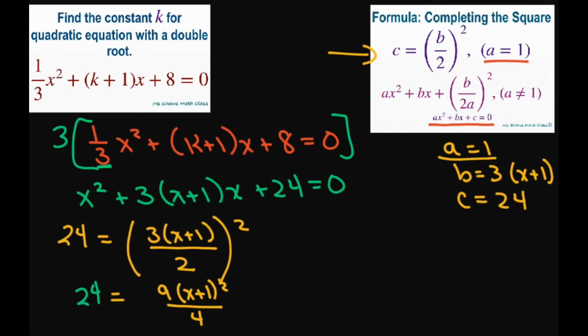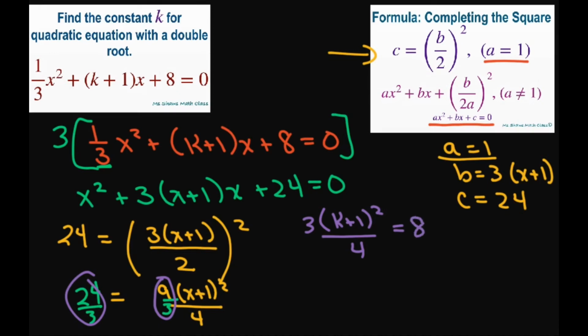Now I can divide both of these terms by 3, and it's going to make it simpler because then that's going to give me 3 times (k plus 1) squared divided by 4 equals 8. Now when you cross multiply, you're going to get 3(k plus 1) squared equals 32. And then I'm going to divide both sides by 3 here. So you had a 3 here and you divide by 3 as well. So that just gives you 1.